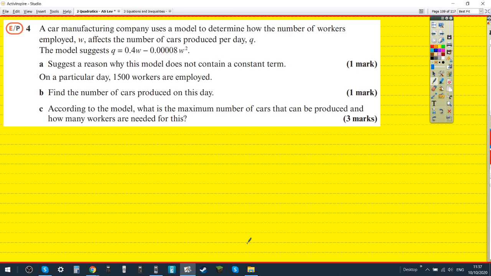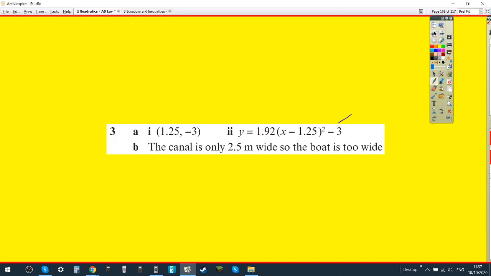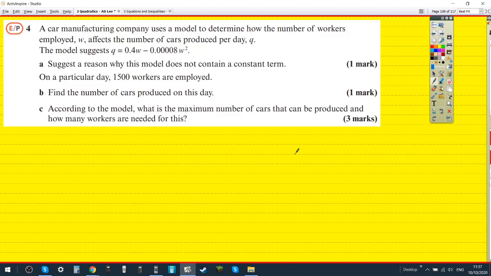Well, the models don't contain a constant term because W affects the number of cars produced per day, so it can't be constant. They're talking about a constant like +3 or something like that. Pardon? What did you say? So a constant is a number. So like here we had a little extra, like minus 3. And so why is there no constant like +7 or something? Like a number without a W?